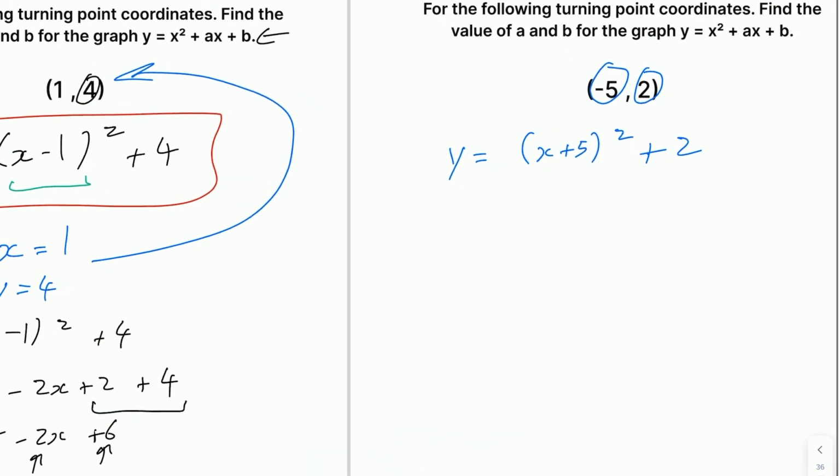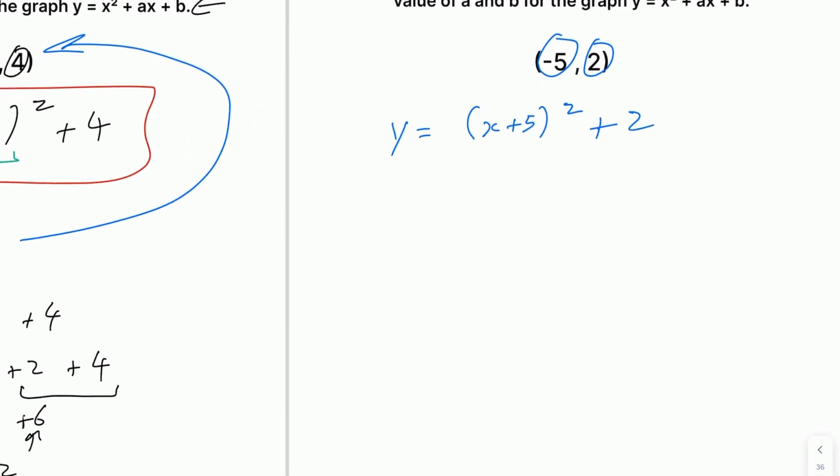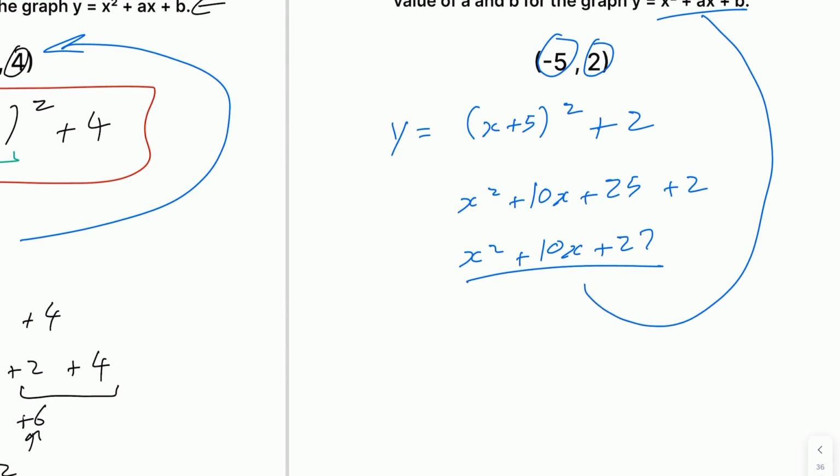And then again, hopefully you've pressed pause and had a go at the example on this side. So that's then just going to become x squared plus 10x plus 25 plus 2. Tidying that up, and now comparing this to that up there, we can see that a is equal to 10 and b is equal to 27.